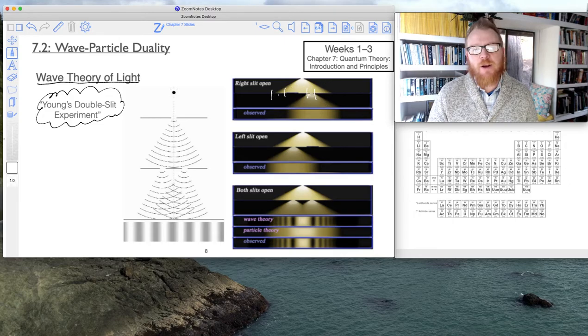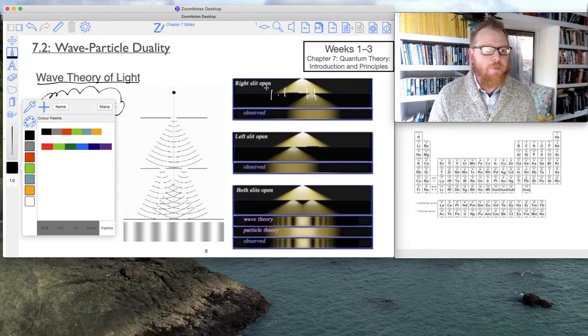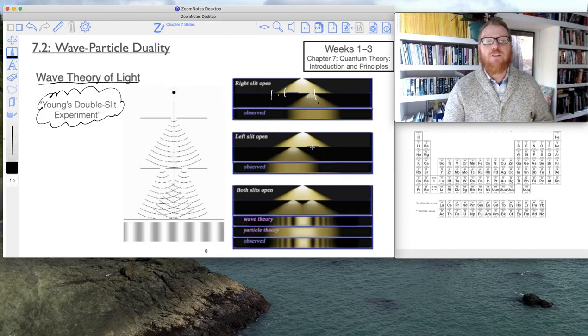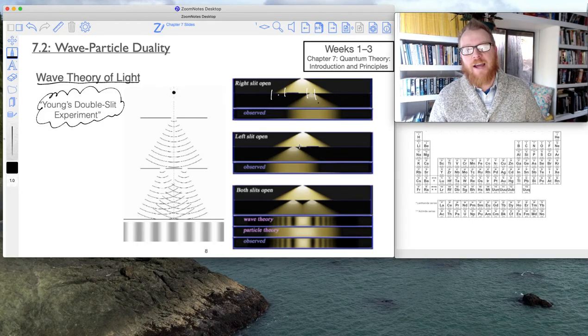In one experiment, only the right slit is open. And when that happens, another beam of light converges out. What you would observe on a screen here is just a continuous band of light. There are no features, it's just a continuous band. Then in the experiment, we close the right slit and open the left slit. The same thing is observed, it's just shifted over to the left a little bit.